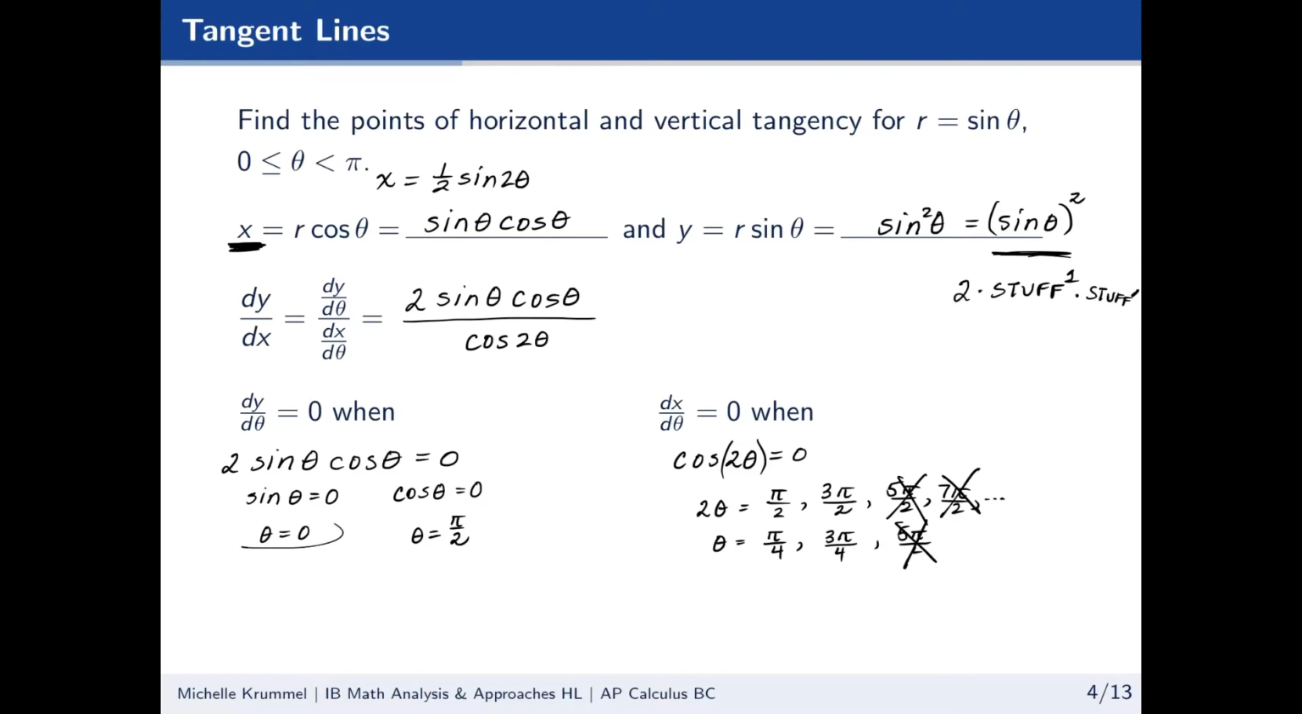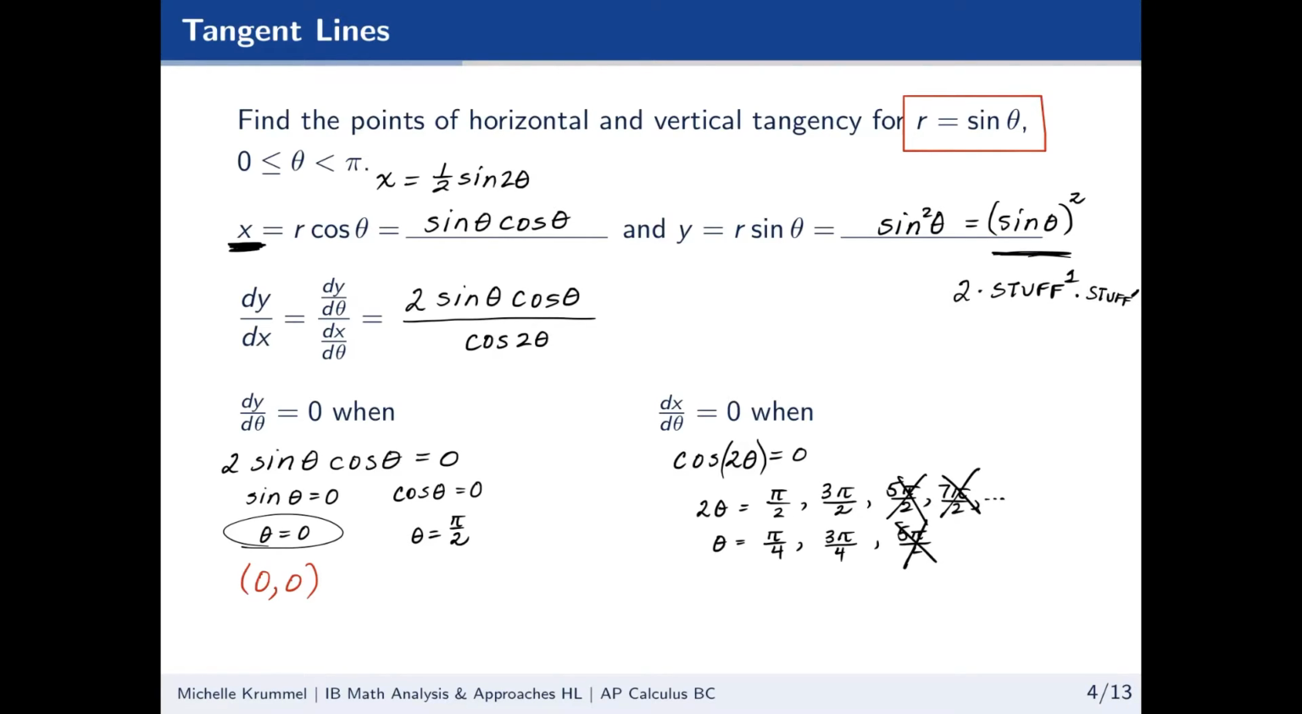So when theta is 0, what does r equal in the original polar equation? We're going to go back to that original polar equation here and find our coordinates. So when theta is 0, r equals the sine of 0, which equals 0, giving us the point 0, 0.